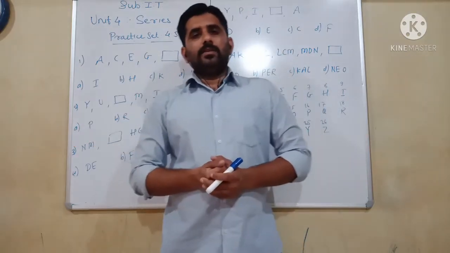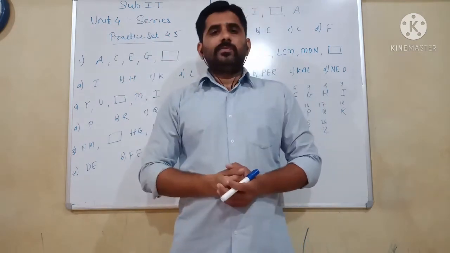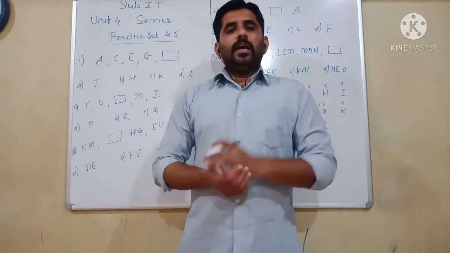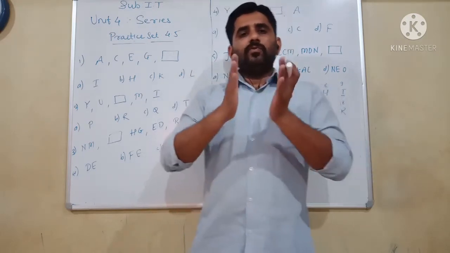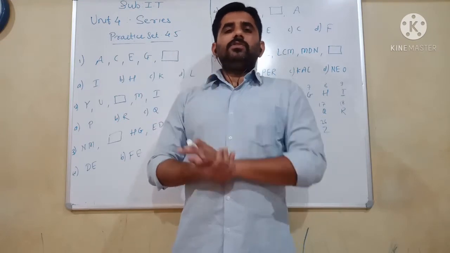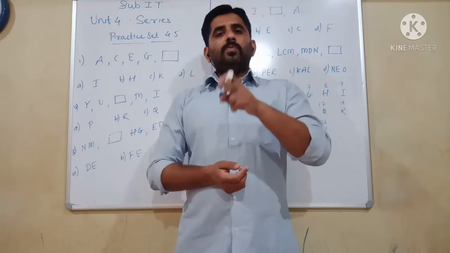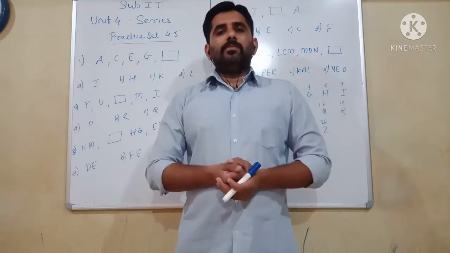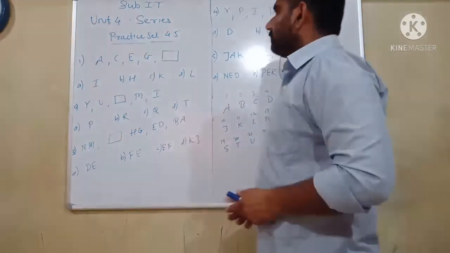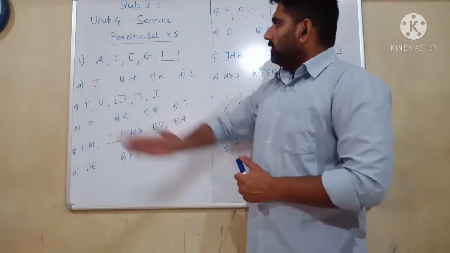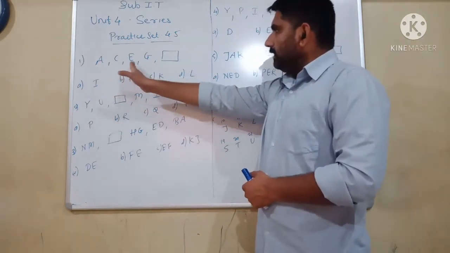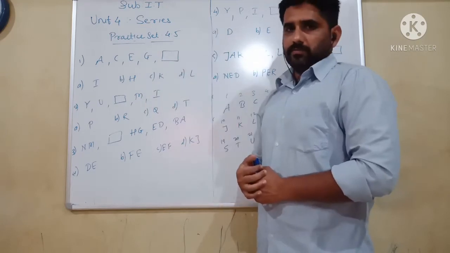Today's topic is practice set 4.5. In this type of question, a series of alphabets is given, and from the given alphabets, you will have to find out the missing term. We will have to follow the pattern of these alphabets and check which alphabet is missing. So let's start. In the first question, the series is A, C, E, G, and here is the missing term.